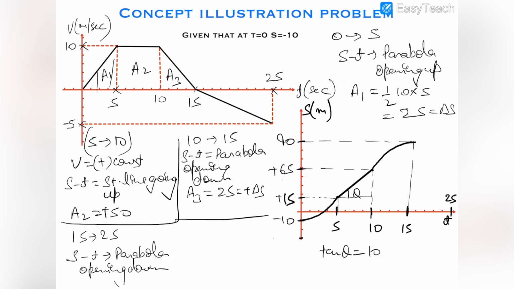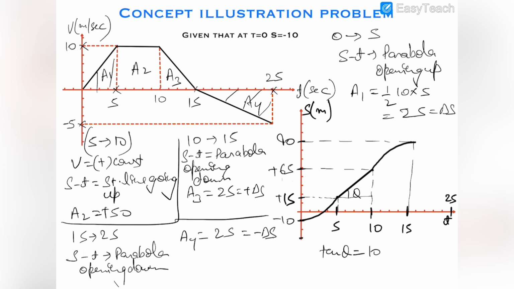Okay, so now the area of this graph is A4, and area A4 is equal to half base into height. This base is 10 and this is 5, so it would be 25. But this area is below the x-axis, below the time axis, so it would be representing the negative change in displacement. So it is minus delta S.